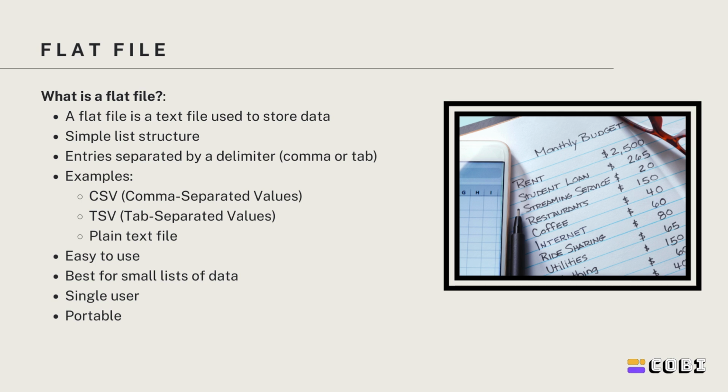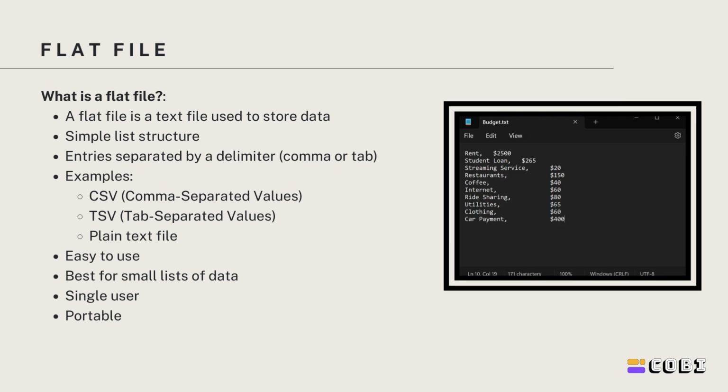So here in the picture, you can see a monthly budget with all kinds of different expenses. And in the next image, I turn that handwritten list into a flat file. This is just a simple text file that lists out all of the expenses for somebody's budget.